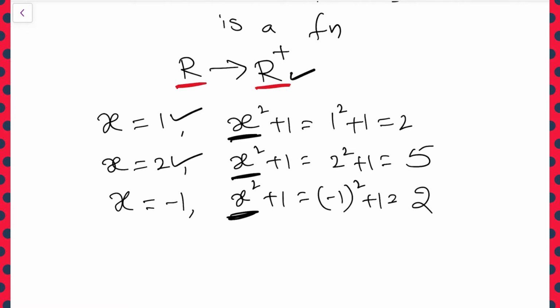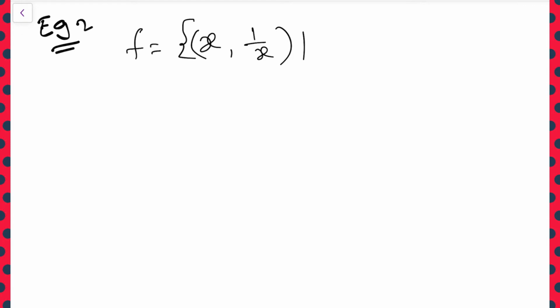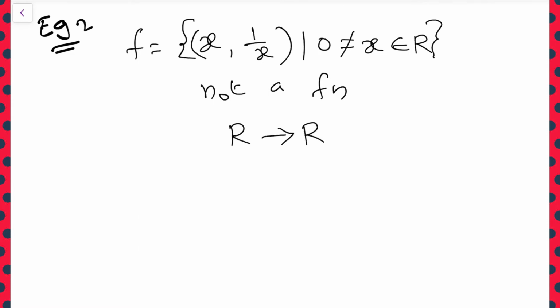Next, in this second example, example number 2, he gave the relation f is equal to x comma 1 by x, such that 0 not equal to x, which belongs to real numbers. And he is saying that it is not a function. It is not a function from R to R. He clearly mentioned that f is a relation which is equal to x comma 1 by x. It is not a function from R to R.